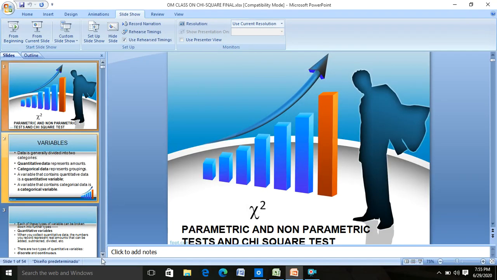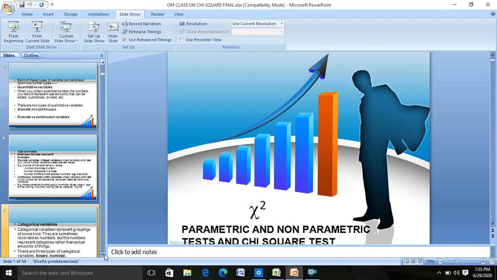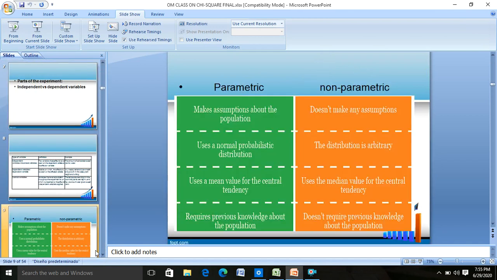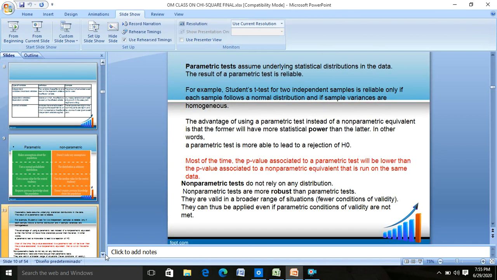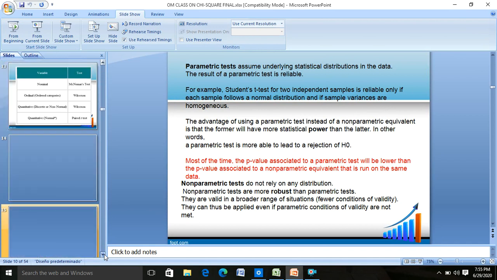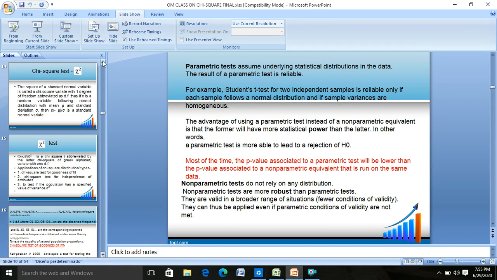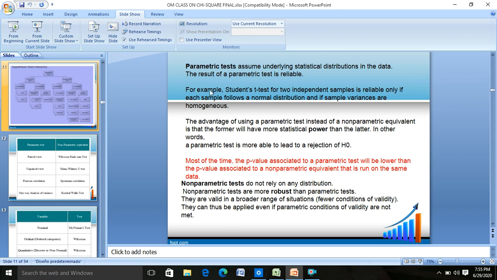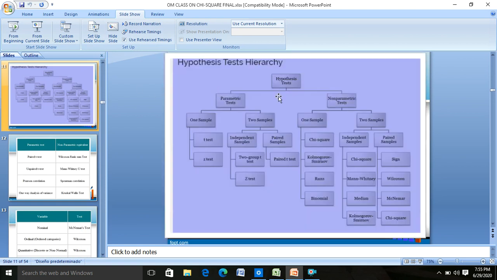Coming to the next slide, as you can see, just now we were here. Yeah, this was the slide we were concentrating on.